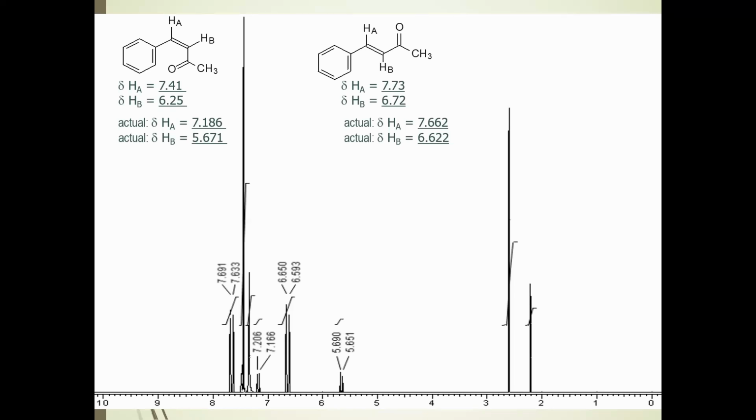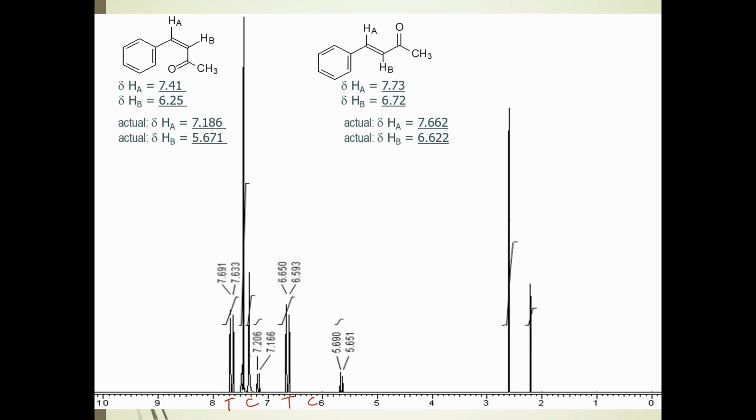For the cis isomer, we expect our peaks at about 7.4 and 6.25, which are the calculated values. And for the trans, we expect our peaks to be around 7.7 and around 6.7. So you can see the smaller peaks agree better with the cis, the taller peaks with the trans. And so we have both cis and trans. The major isomer in this case is trans.